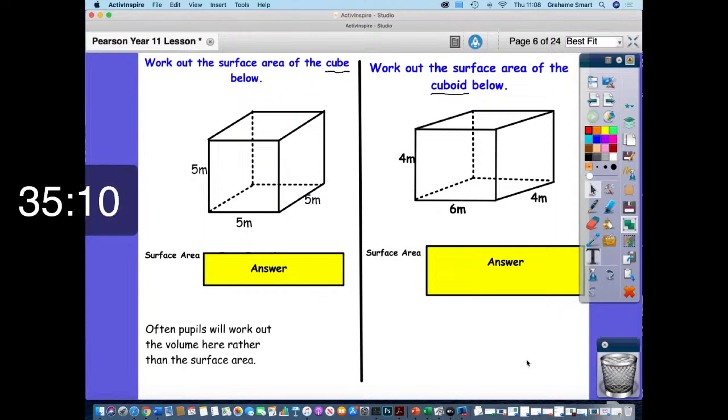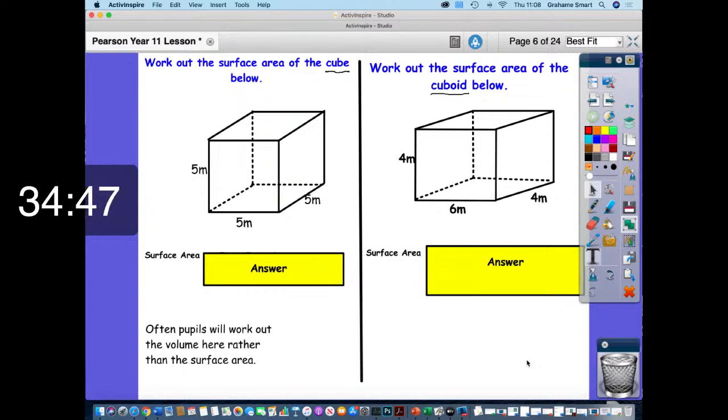Okay, I'm just going to do the one on the left-hand side, which is the cube. And I'm just going to show you how I calculate it. What we know about a cube is that all the faces are equal. So think about a regular dice. All of the faces have the same area, and that's the same here. So if we work out the area of one of the faces and then times it by 6, we're going to get the surface area of the cube.